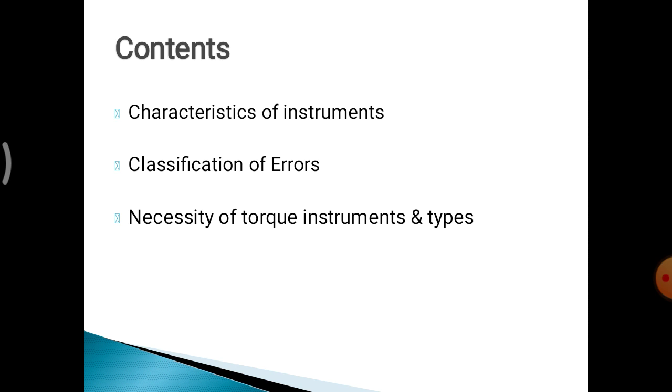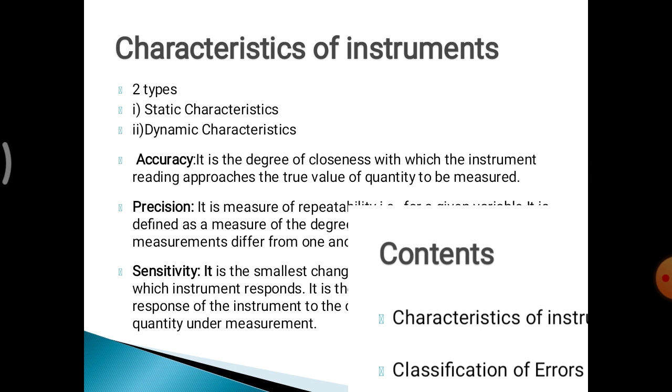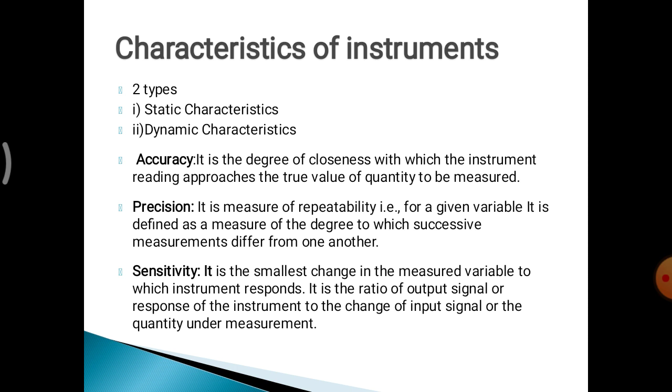In this unit, we are going to discuss some characteristics of instruments like static characteristics and dynamic characteristics, and the classification of errors, and why the errors occur. Next is the necessity of torque in the instruments and the types of torques. First, we'll discuss the characteristics of instruments.